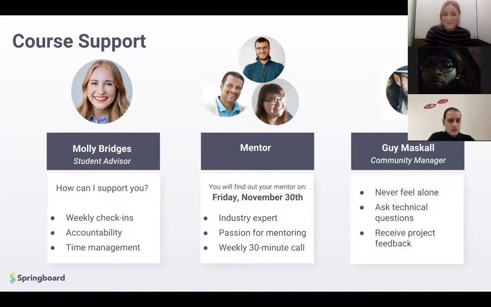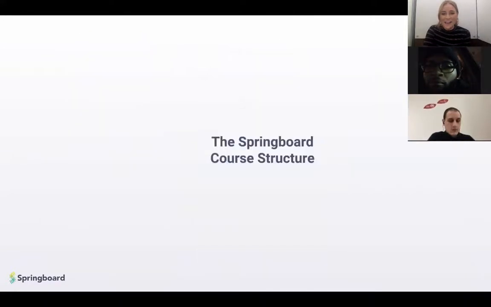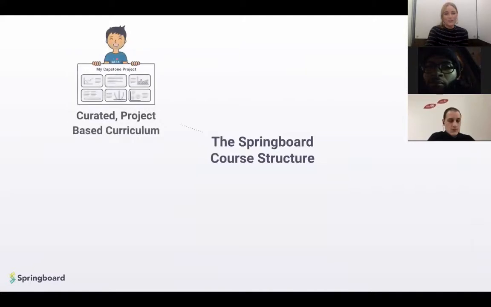So cool. Course support, moving on. The Springboard course structure. So we do have a curated project-based curriculum. Project-based meaning that you're able to work on your capstone project while you're working through the curriculum. So you're at Unit 3, you're working on data wrangling, you're able to immediately apply that to your capstone project. Our different probability and statistics units, you can really immediately apply to your capstone project.